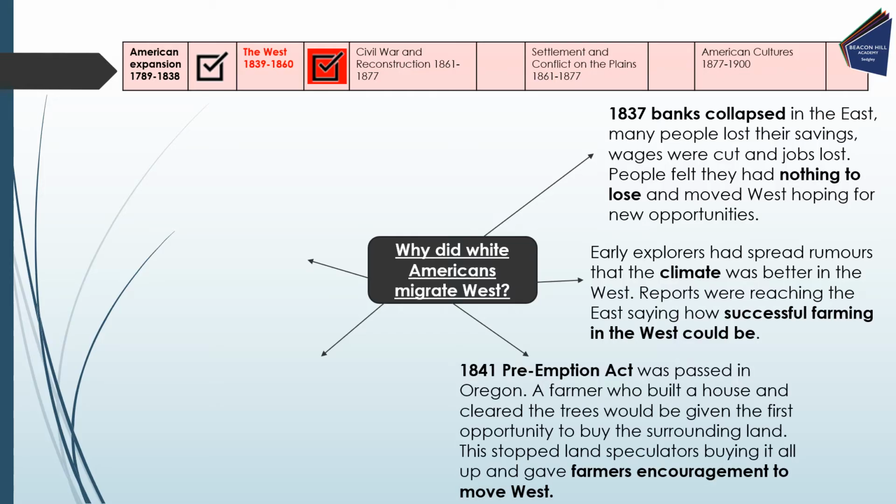We have a specific act that is passed in 1841 called the Preemption Act. So this was passed in Oregon, and it allowed a farmer who built a house and cleared the trees around it to be given the first opportunity to buy the surrounding land. So what this did was stop land speculators from buying all of the land up, as we had already seen in theme 1, and it gives farmers encouragement to move west.